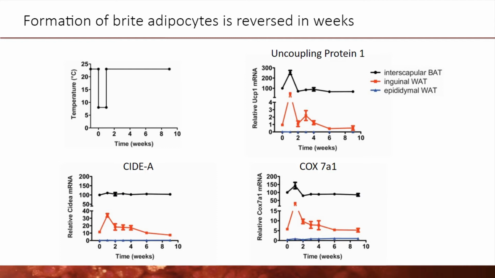If you look at markers that would be rather more cell-specific or mitochondria-specific, like COX7A1, you see that those actually stay high for 2 to 5 weeks after the removal of the cold exposure and then return back to baseline, suggesting that you have formation of activated cells, which then slowly are removed from the system.